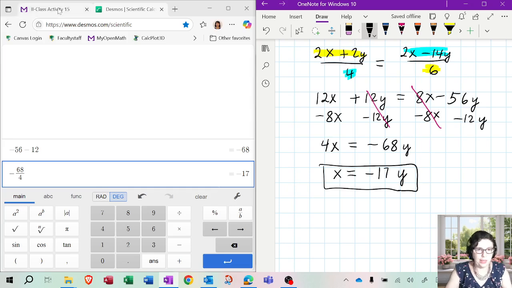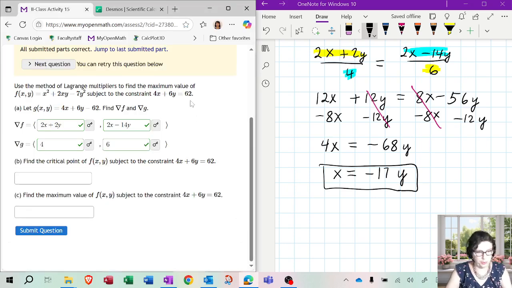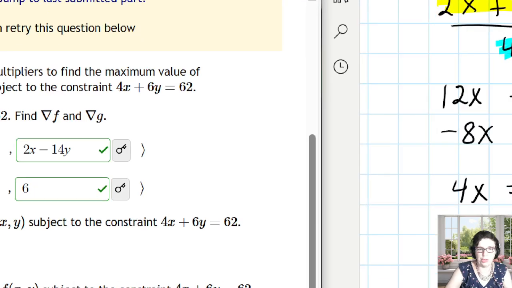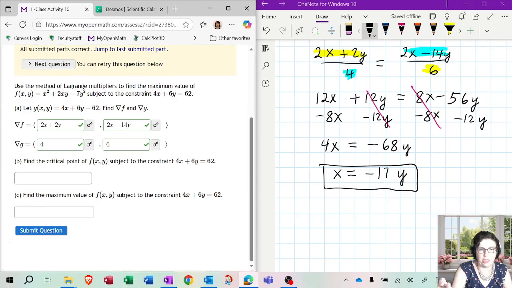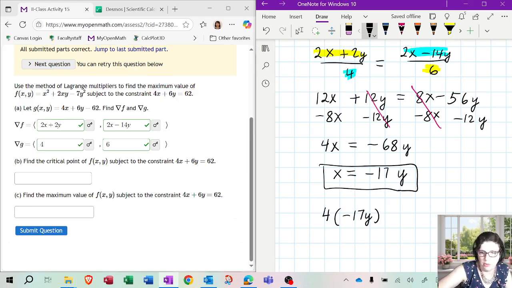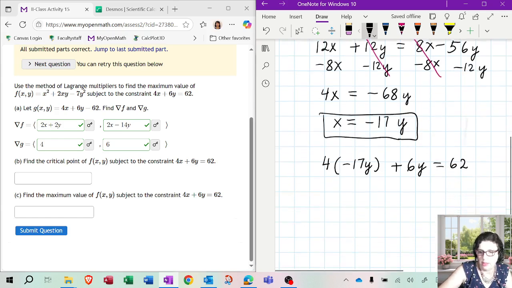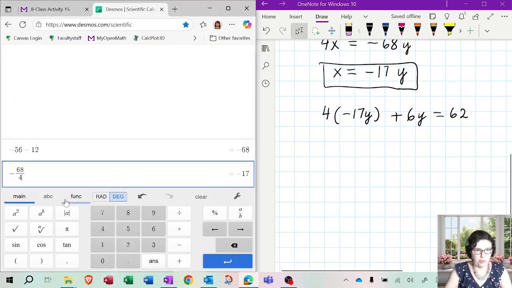So the next step is that you have to remember that it has to satisfy the constraint. So the critical point has to satisfy the constraint. And you always need to use it at the end. Okay, so instead of x, I'm going to plug in negative 17y. And hopefully we get a nice number here. Okay, so let's check that out.